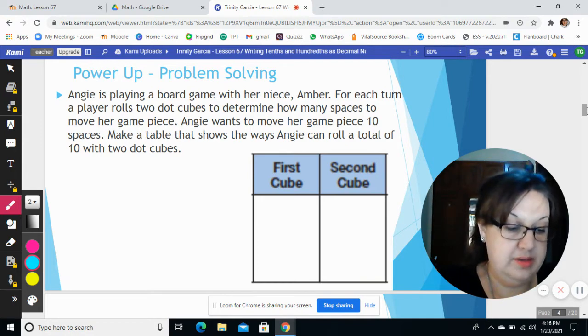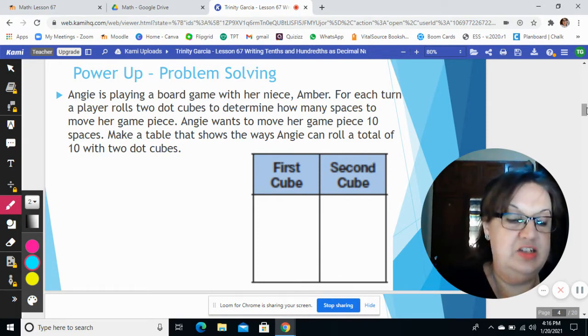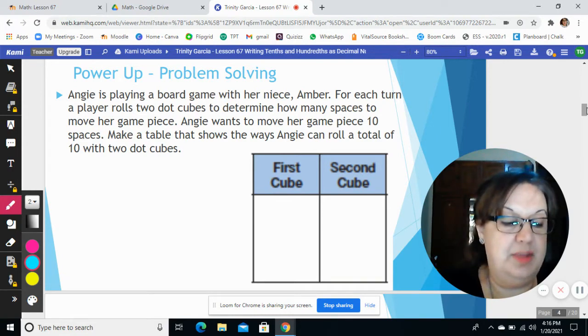The first thing that we need to do is choose an appropriate problem-solving strategy to solve this problem. Angie is playing a board game with her niece, and for each turn, the player rolls 2 dot cubes to determine how many spaces to move her game piece. Angie wants to move her game piece 10 spaces. Make a table that shows the ways that Angie can roll a total of 10 with 2 dot cubes.